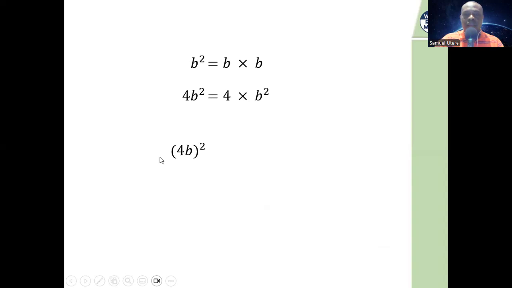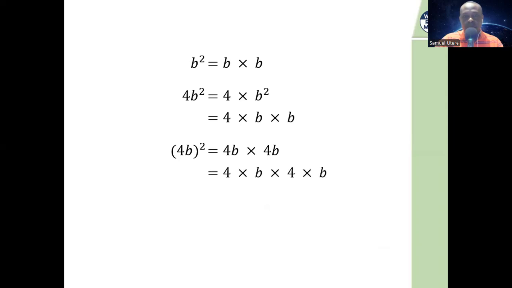Okay? And then this one means you multiply 4 by b first before you square everything. So this is 4 times b, and then this is 4b times 4b. Okay, so it looks like this.